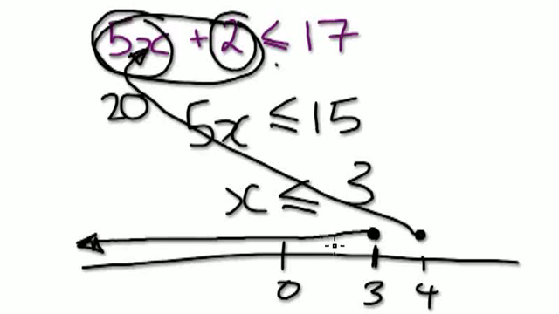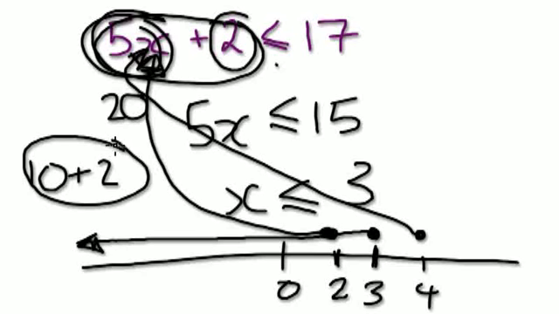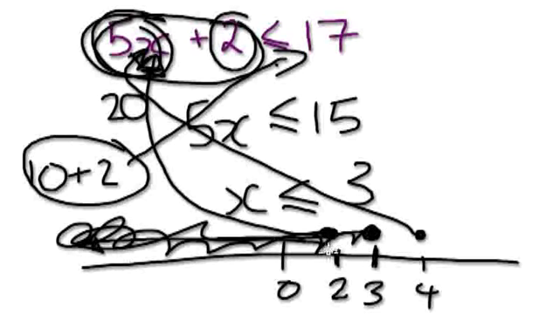If you select any point, let's say 2, okay, let's say 2 is here. If you put 2, you see 2 is in the good region. So if you put 2 into here, this whole thing here will be 10, and then you add 2, then this whole thing here will be 12. You see 12 is less than or equal to 17. So anything in this region here is good.